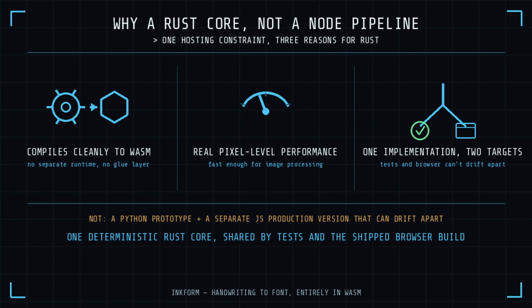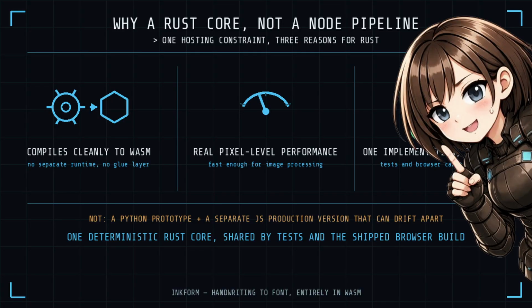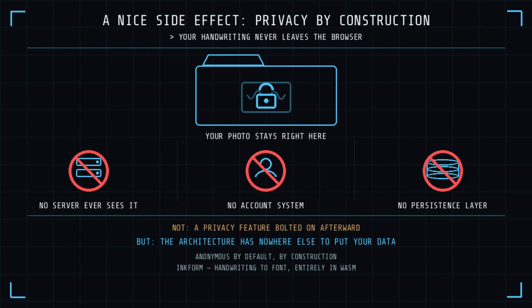That single constraint is why this project has a Rust core instead of, say, like a Node image processing pipeline. Rust compiles cleanly to WASM, giving you real performance for pixel-level image work, and most importantly, letting you write one deterministic implementation that's shared between automated tests and what actually ships to the browser. You're not maintaining a Python prototype and a separate JS production version that can drift apart, which I've done in the past.